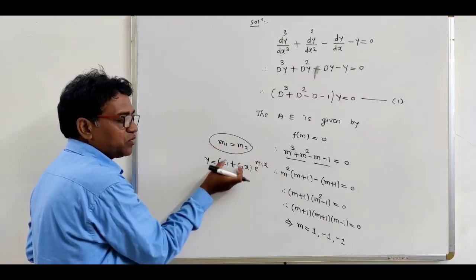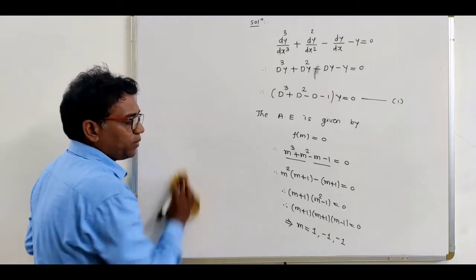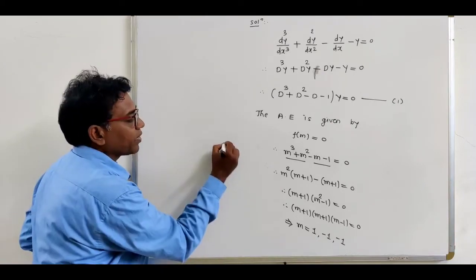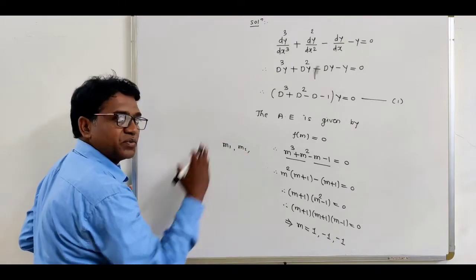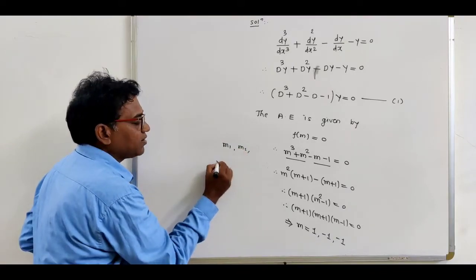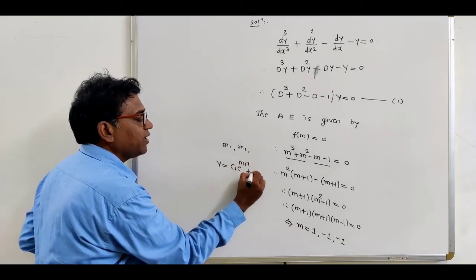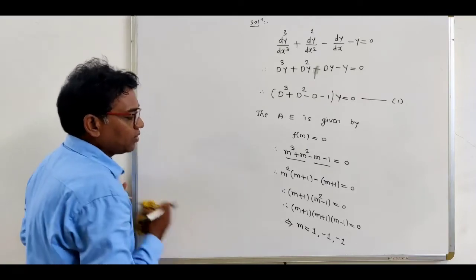For 2 roots, we use 2 constants. And already we have seen the first formula. What is the first formula? If they are distinct roots, m1, m2, m3, then how to write the general solution? It is given by the formula c1 e raised to m1x plus c2 e raised to m2x and so on.